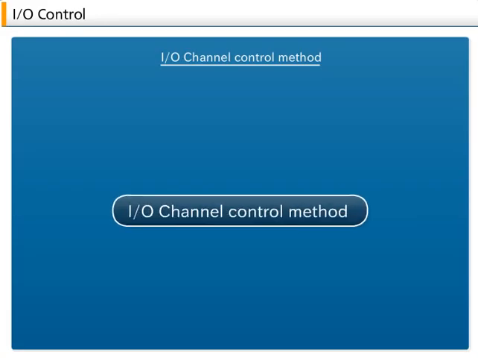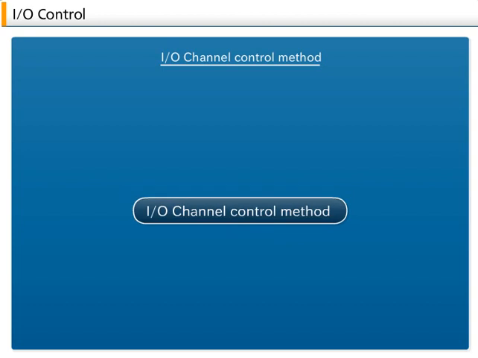3. I/O channel control method. The control of the peripheral device is handled by a dedicated computer called the I/O channel. The I/O channel is also simply called the channel. This method has been adopted by mainframe computers because they have to connect many types of multipurpose peripheral devices.